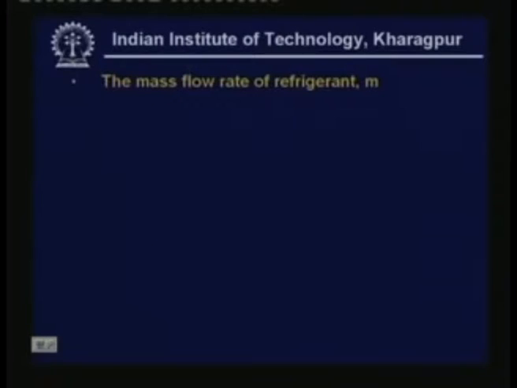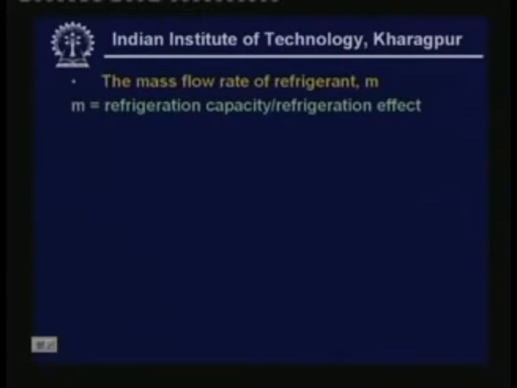First of all, let us find out the mass flow rate of refrigerant. As you know, the mass flow rate of refrigerant is given by refrigeration capacity divided by the refrigeration effect. So in the problem it is mentioned that the refrigeration capacity is 0.1 kilowatt and the refrigeration effect is 87.4 kilojoule per kg. So if you substitute these values, we find that the required mass flow rate of refrigerant is 1.1442 into 10 to the power of minus 3 kg per second.